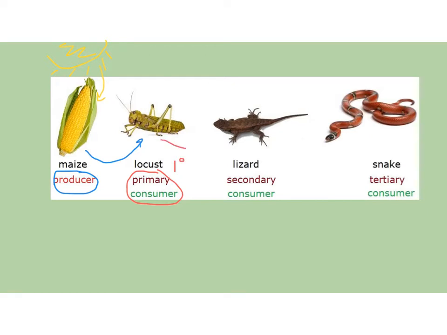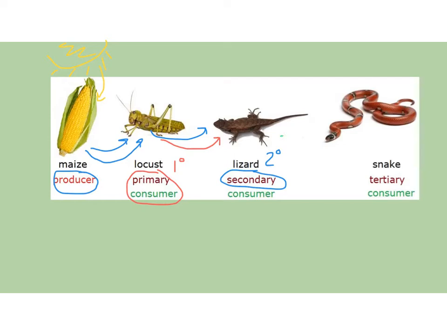Next, it's going to move on. When the locust gets eaten by the lizard, that transfers the energy into the lizard. And now he's a secondary consumer. And you can show that by putting a number 2 with a little degree sign. It shows he's a secondary consumer because he's the second one to get the energy that started off in the corn.